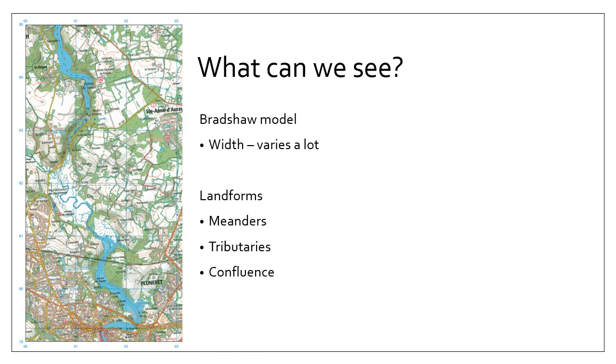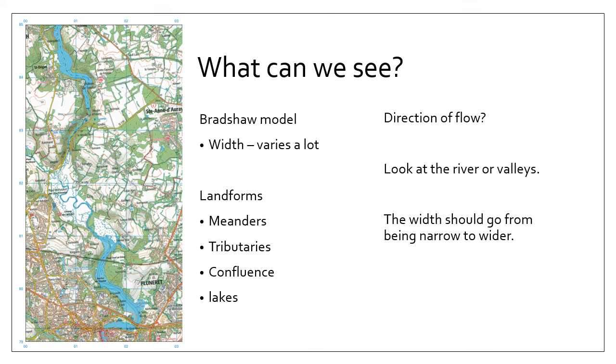I can see a confluence, because where there's a tributary, there's going to be a confluence, the point where that small river joins the main river. We can see lakes. And then how can we comment on the direction of flow? Well, for that, you need to look at the river or the valleys. Generally speaking, as you go downstream from the upper course to the lower course, from the source to the mouth, the width of the river should, according to the Bradshaw model, get wider.